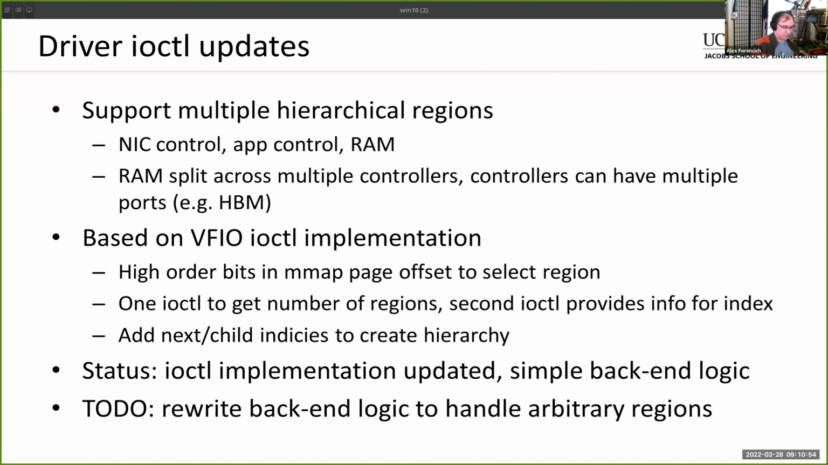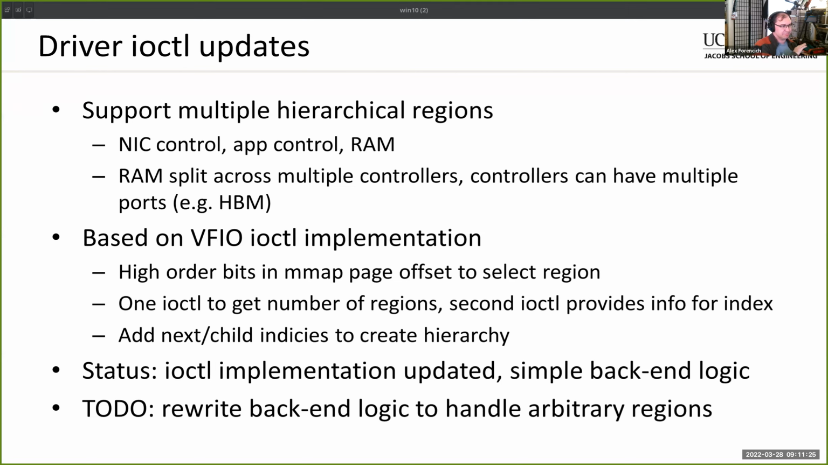So just an index gives you a linear list, but what I did is I added next and child indices to each link in the chain, basically each region, and that allows you to create kind of a hierarchy. So the next would point to the next item at the same hierarchy level, and then the child would point to the one hierarchy level down. So that allows you to turn this list into a tree, and everything should work.